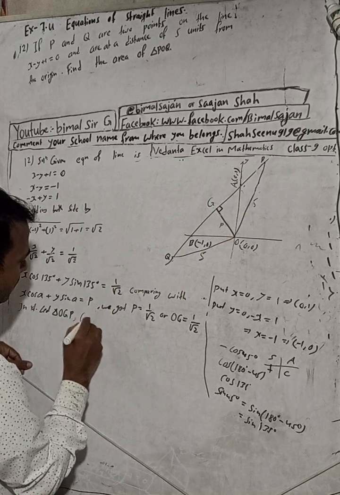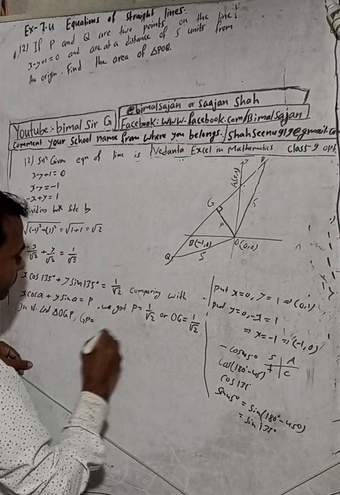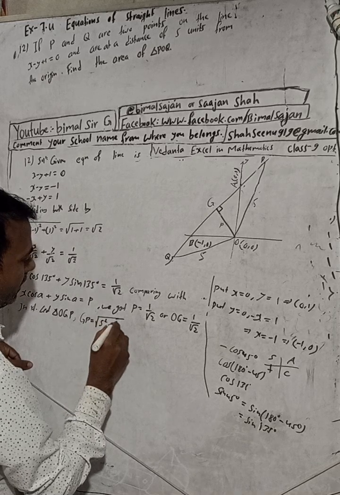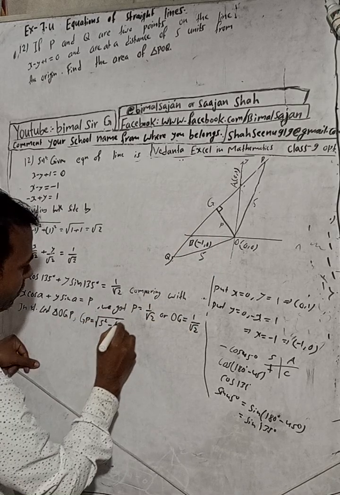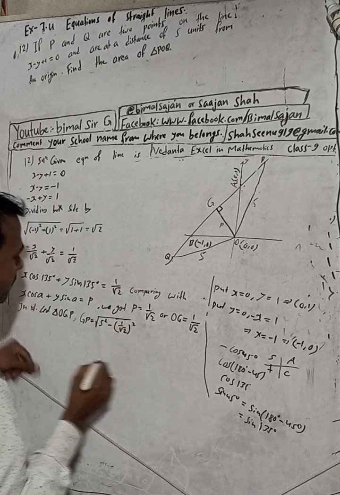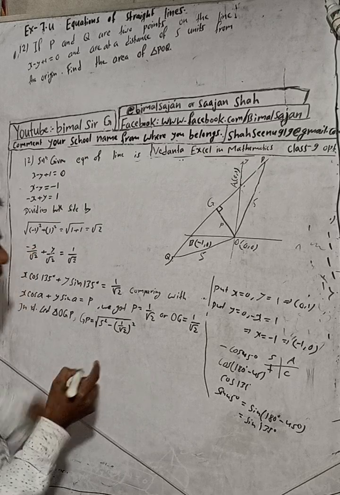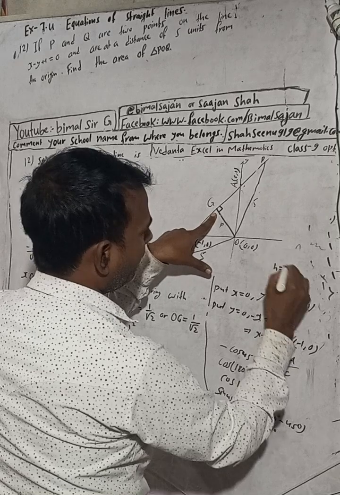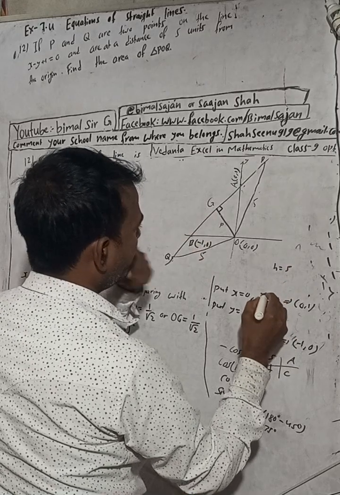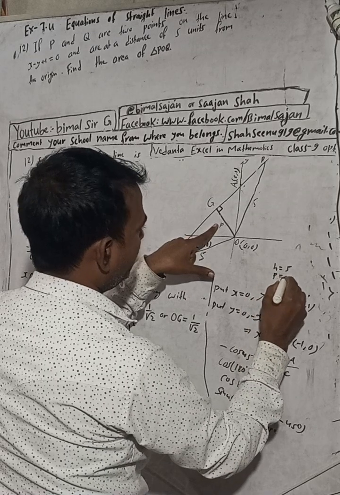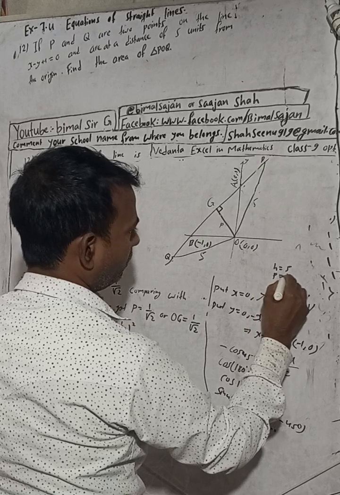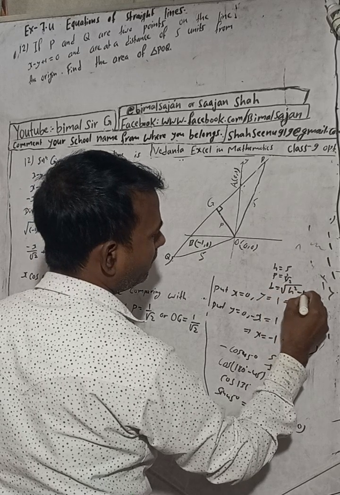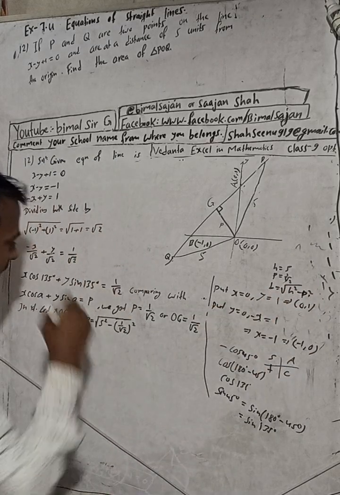GP is equal to what? Root under hypotenuse square minus this P square. P is how much? 1 by root 2. This is by the hypotenuse formula. This is 90 degrees, this is the hypotenuse H. H is equal to 5, and this is the perpendicular. Suppose this is P perpendicular, this is our 1 by root 2. Then we have the formula, suppose this is base, then B is equal to root under H square minus P square. So this same formula we have applied here.